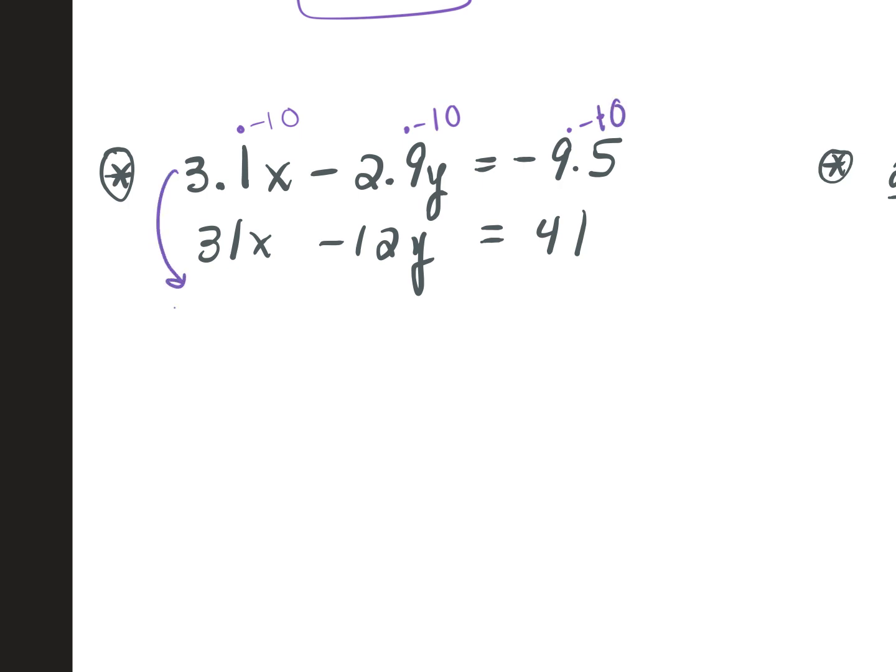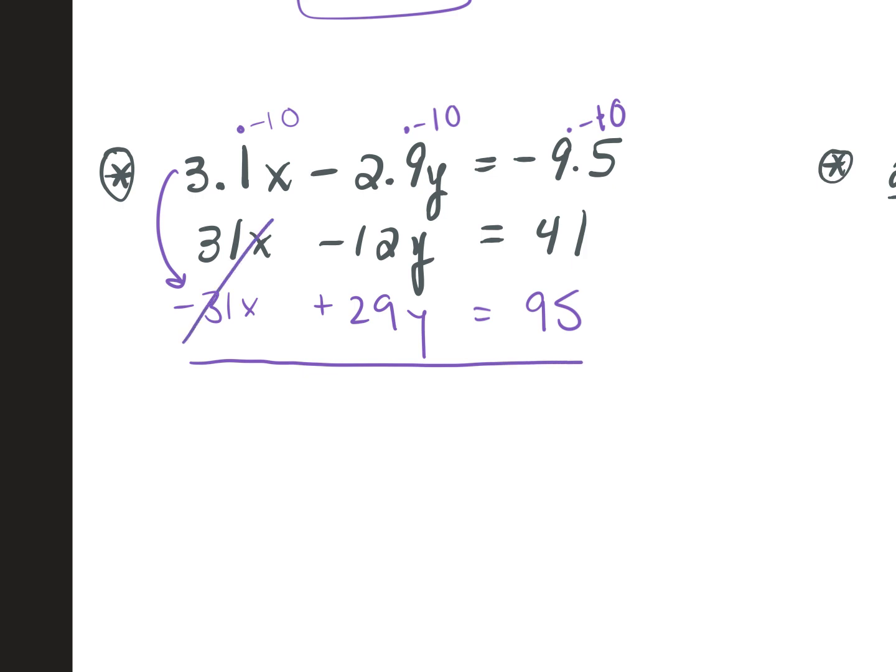So my new first equation becomes negative 31x plus 29y is equal to 95. Awesome. Multiply everything by 10. When you have decimals, you'll get rid of the decimals. What happens to the x's? Cancel. What's negative 12y plus 29y? 17y. And 41 plus 95? 136.